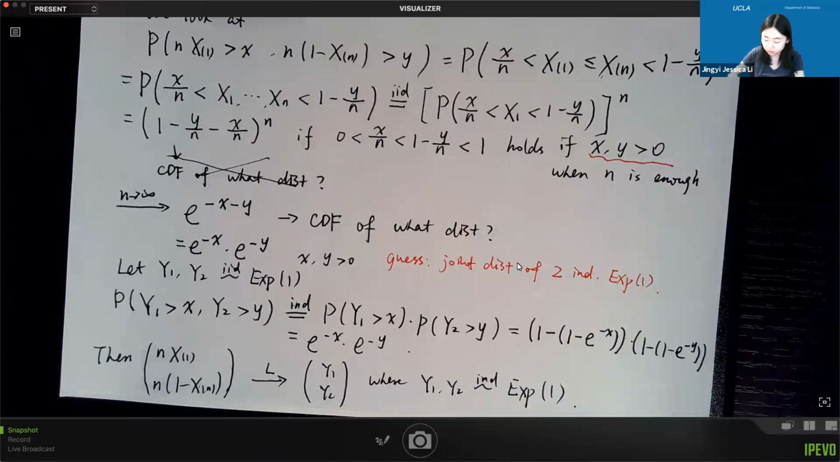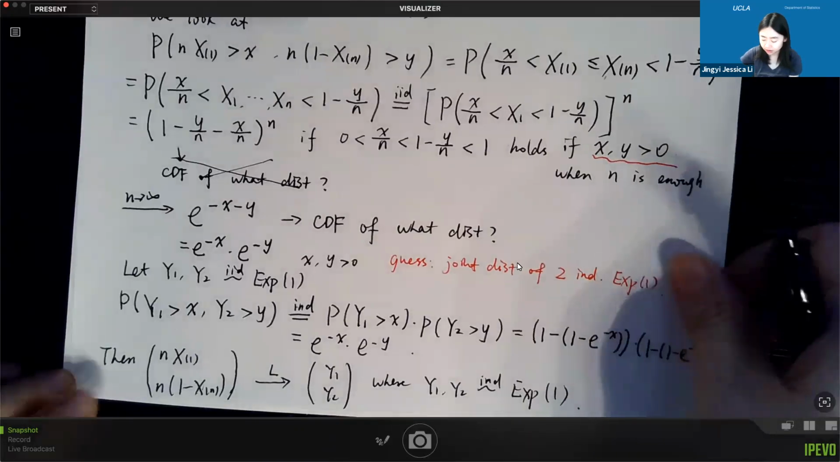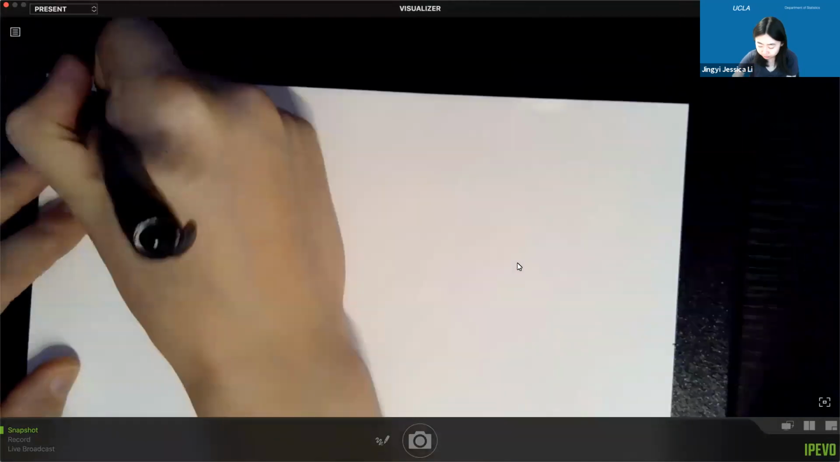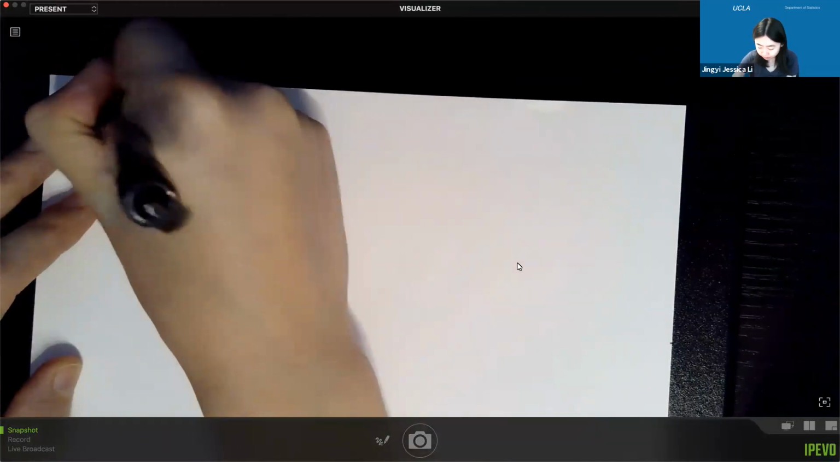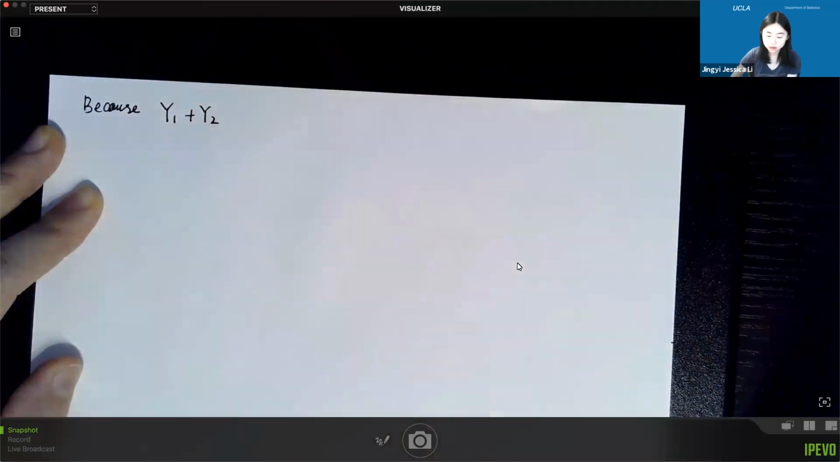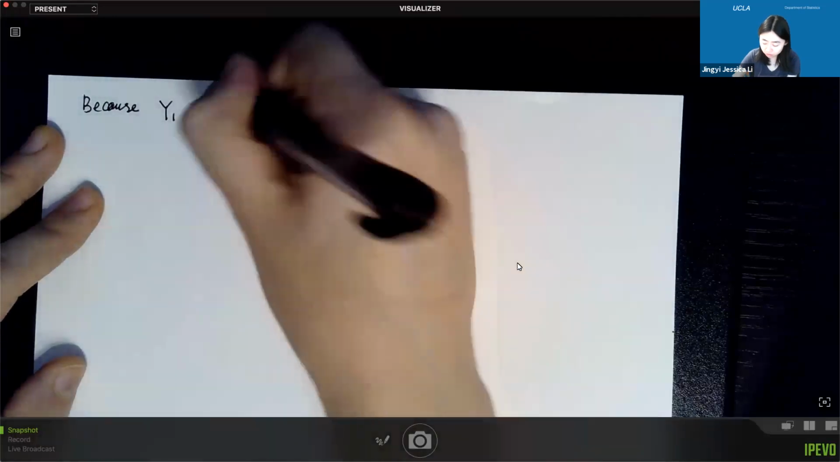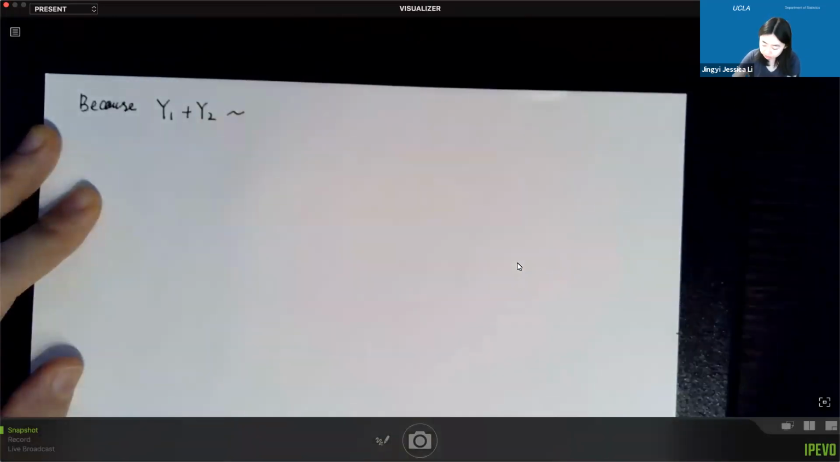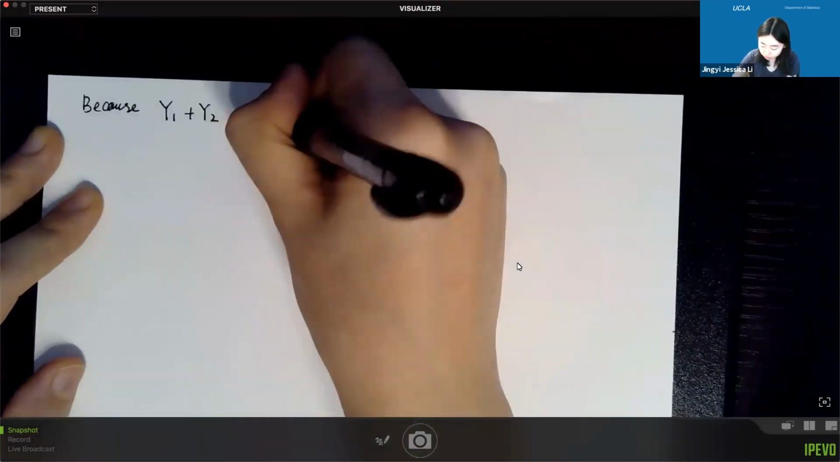Okay, so coming back to the original question about the range, Rn. Now you see Rn, we're just one step away. Because the sum of two independent exponential random variables, we actually know what this distribution is. This is what we call the gamma distribution.